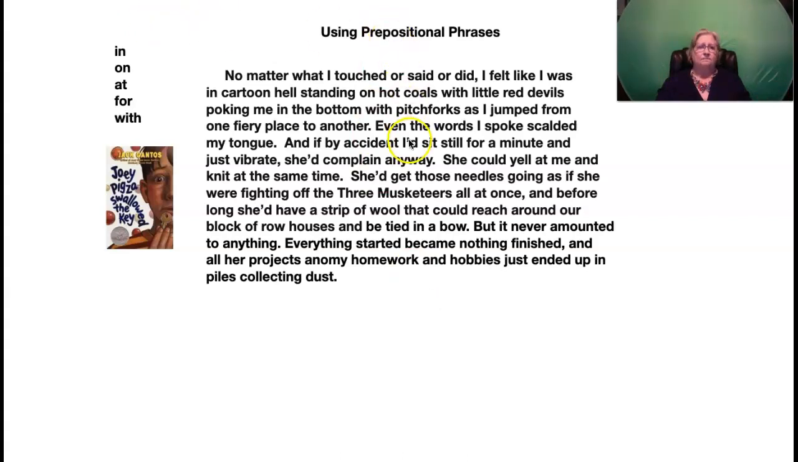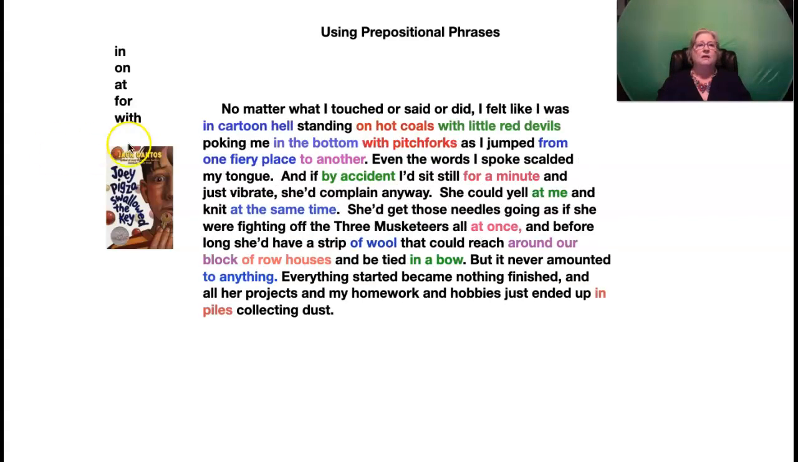This is a passage of text from In on At For With. Incidentally, I did this lesson with 6th and 7th graders, and it worked out so beautifully. I did it as a guest teacher, and they even wrote me letters full of prepositional phrases that they color-coded. It was wonderful. All right, so let's look at what we have here. In cartoon hell, on hot coals. You see how all of these prepositional phrases deliver a noun. They deliver visuals. They deliver specifics.